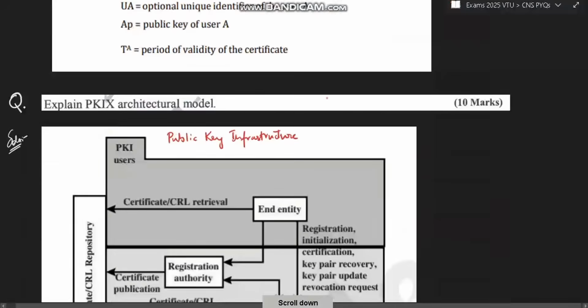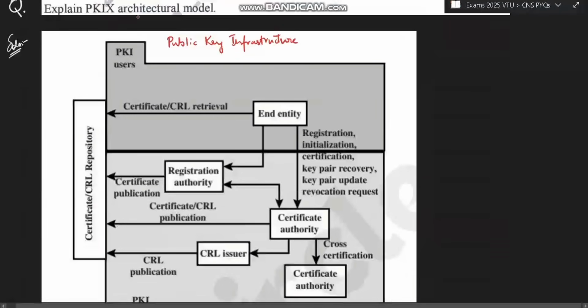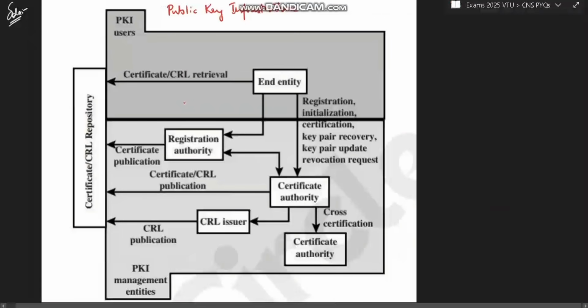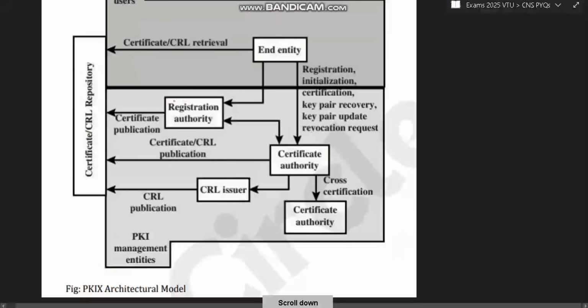Okay, next, explain the PKIX architecture model. What is PKIX? Public key infrastructure. Okay, means this infrastructure will have all the information related to the public keys and the certificates. So there are some operations also happening in between, like what is end entity, what is registration authority, certificate authority, CRL issuer, and how they are connected with each other.